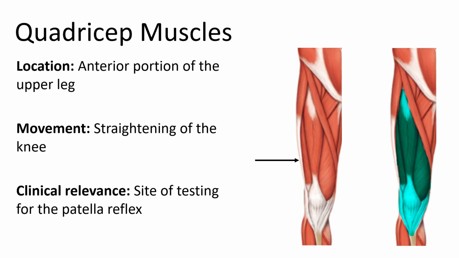When the quadriceps contract, the muscles shorten, pulling on the bone of the lower leg, this being the tibia. This creates movement at the knee joint, causing the knee to straighten. The quadriceps attach to the lower leg via the patellar tendon, and this is a site commonly used for clinical reflex testing. In a patella reflex assessment, the patella tendon, or the site of where the quadriceps attach to the lower leg, is tapped. If the reflex pathway is intact, the quadriceps will contract and the patient's knee will straighten in response.